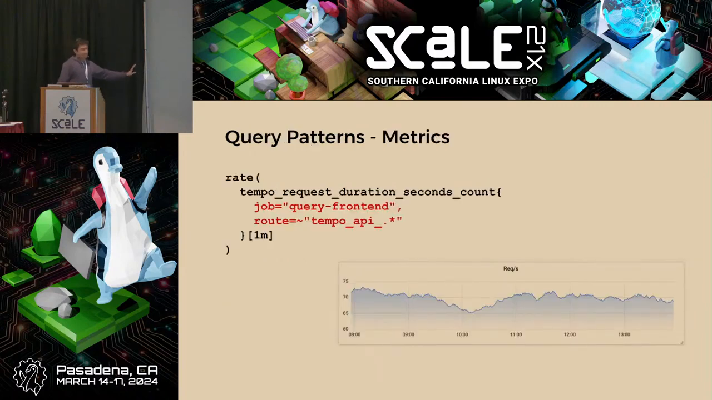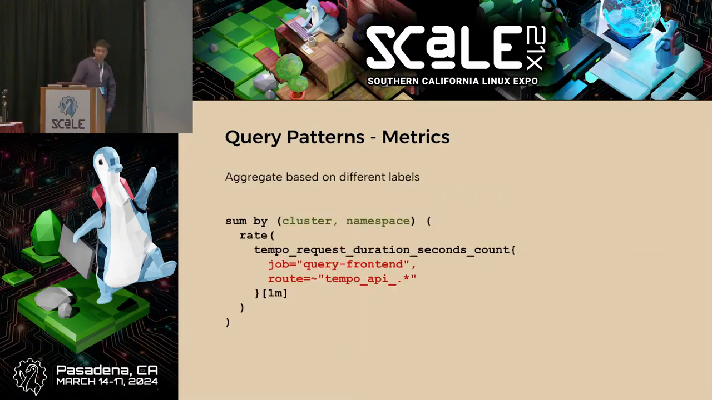The most basic thing I would expect out of any metrics database would be to chart a metric over time, right? This query here is a simple rate query over a counter that's plotting the number of requests per second received by a service called query frontend. And these are literally building blocks of all dashboards. So I'm going to skip to the next one.